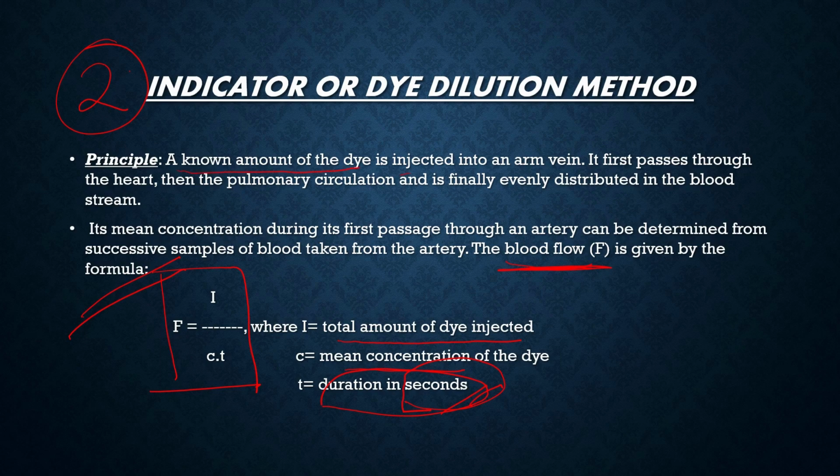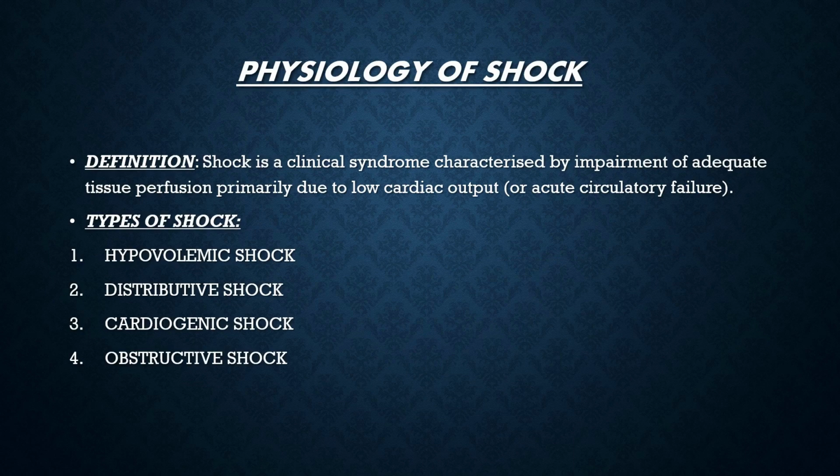So what is the principle? A known amount of dye is first injected into an arm vein. Then it first passes through the heart and then to the pulmonary circulation. And finally, it is evenly distributed in the bloodstream. Correct? How can you calculate the blood flow? You can use this formula. Please note these 2 formulas. This is very, very important, and you must include these 2 methods in your cardiac output answer. Clear? Here's the end of cardiac output.